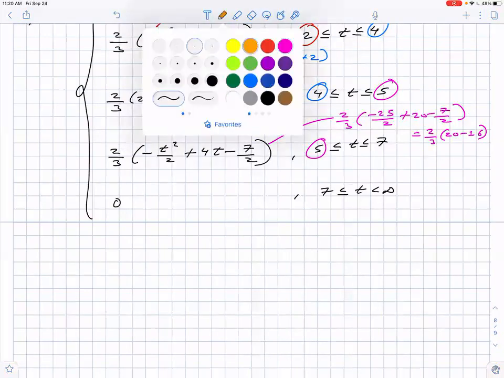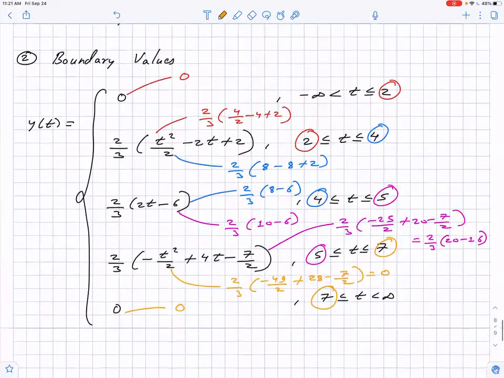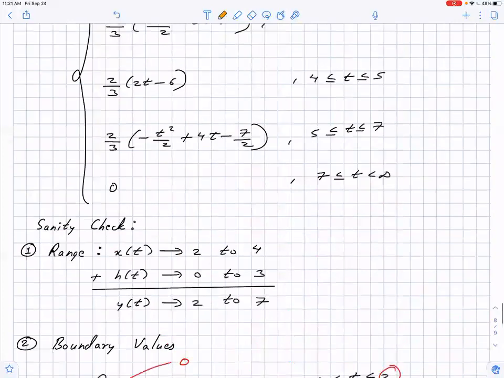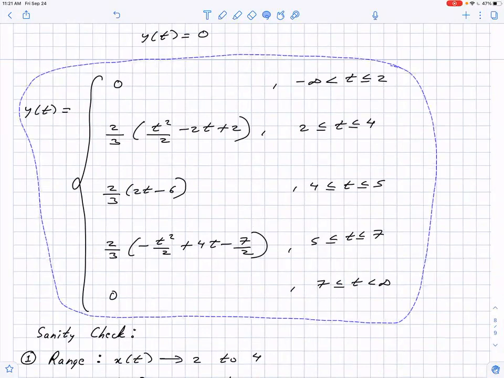And the final one that we need to consider is 7. If we use the fourth row to evaluate the value at t equals 7, we get 2 by 3, negative 49 over 2 plus 28 minus 7 by 2, which is a 0. If we use the final expression to evaluate y of t at t equals 7, we still get a 0. So all the boundary values also checked. We didn't find any error in the expression when we did the sanity check. So this is our answer for y of t.